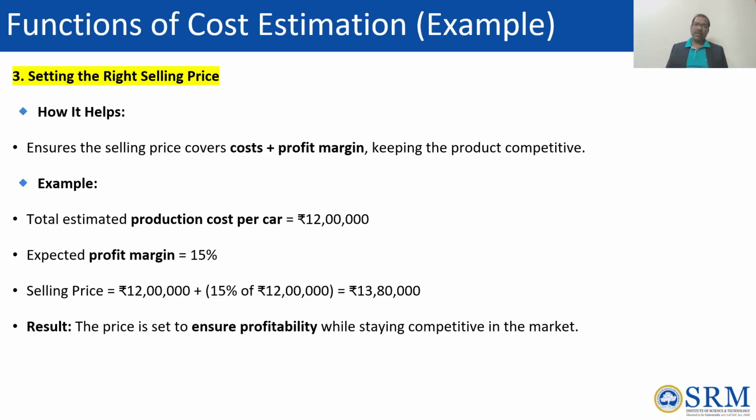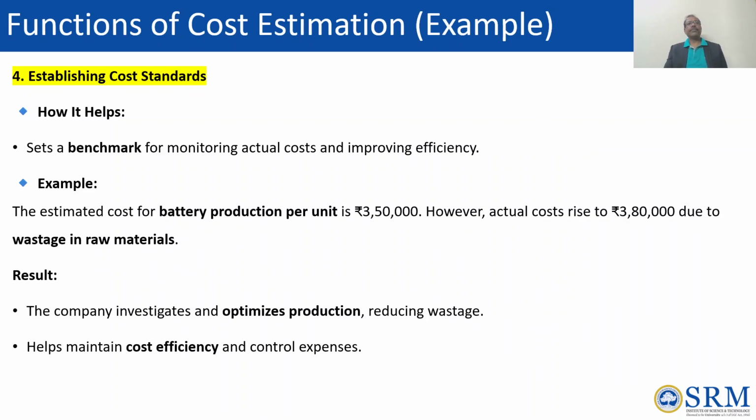So even though we are going to get profit, the 1 percentage loss is also a financial loss for us. But with overestimation, like telling the customer 16 percentage profit, the customer may go with the other competitor who is selling with 15 percentage. So we'll be losing our customer. So setting the right selling price for that cost estimation is very important.